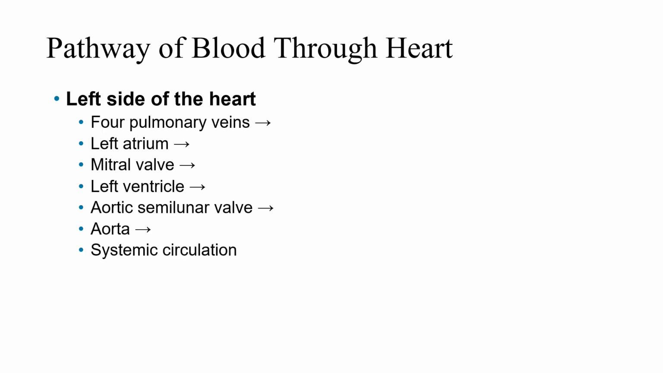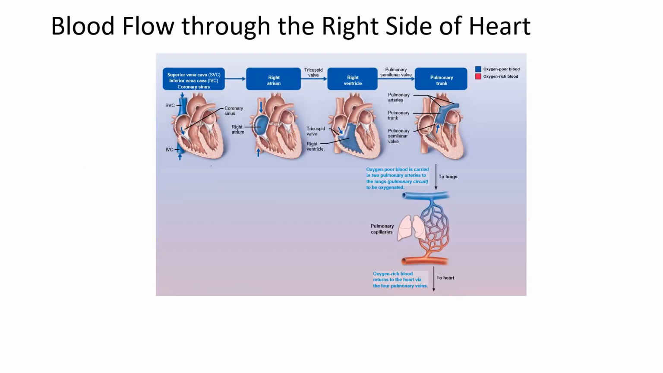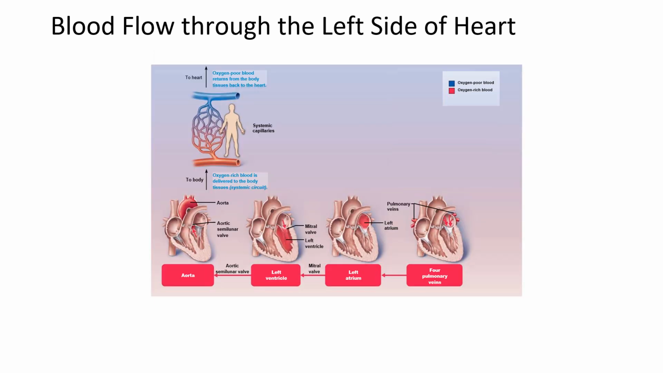Now, once that blood is oxygenated, it's going to come in through those 4 pulmonary veins on the posterior side of the heart. From there, it's going to enter into the left atrium, the receiving chamber, pass through the mitral valve into the left ventricle. The left ventricle will contract, this is our high pressure contraction, pushing through the aortic semilunar valve into the aorta. The aorta will kind of even out that pressure and send the blood into systemic circulation. So there's a picture of what it looks like, some figures.